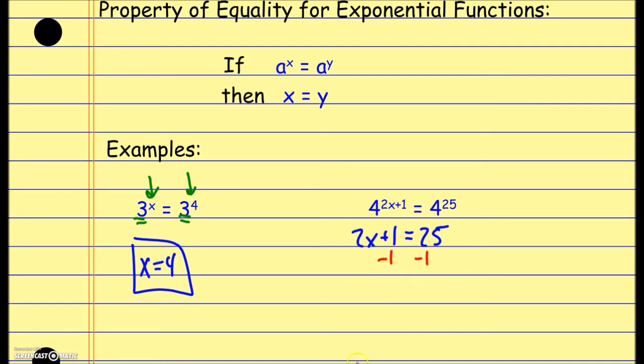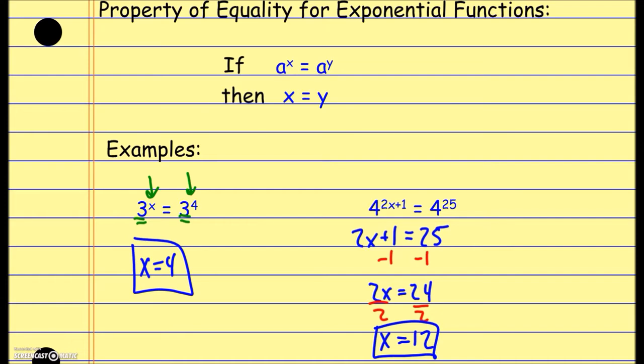But now from here, I have a pretty simple linear equation to solve. I subtract the 1 from each side. That gives me 2x equals 24. And now I divide by the 2. So I find out that x equals 12. And that's it. I can plug this back in and check it and make sure it works, and I'll find out that it does. But if the base is the same, then the exponents have to be the same, so I set them equal to each other and set up this equation.